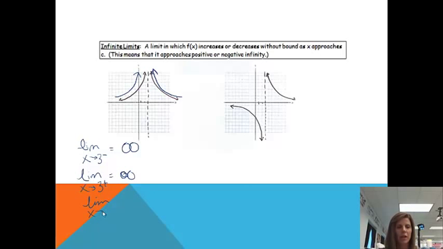I'm headed towards infinity. And then another question that I might be able to ask you would be what's the limit as x approaches 3? And since the limit from the left equals infinity and the limit from the right equals infinity, we would know that that limit is infinity. Okay, let's look at the next example.